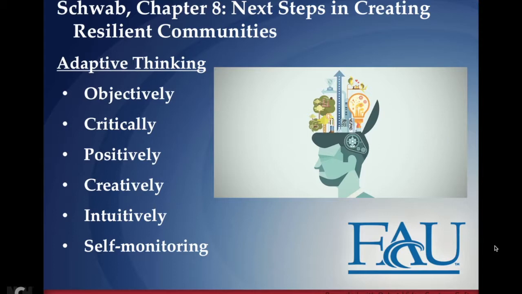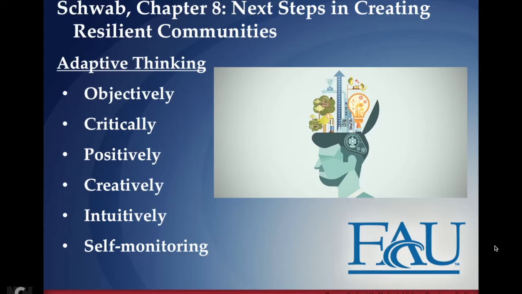Creatively, generating new ideas, applying novel or unusual remedies to a problem. Intuitively, reacting on the basis of your emotions or instincts. And self-mentoring, which is examining how one thinks to find any bias or flawed assumptions in the analysis of a problem, or in other words, thinking about how one thinks.